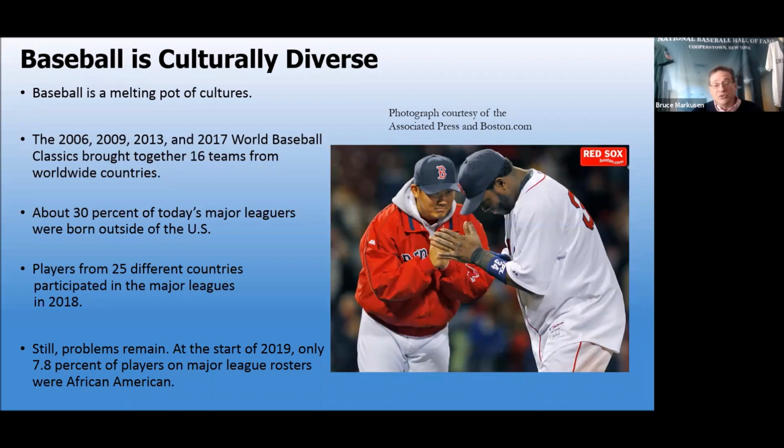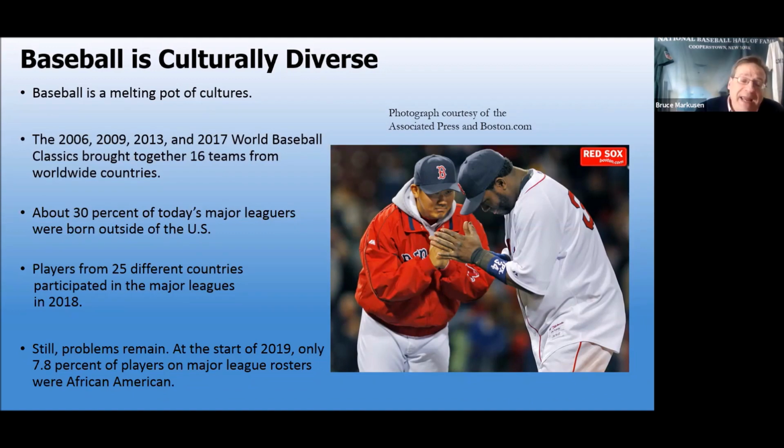Now, does this mean everything is the way it should be? No, there are still problems that remain. One of the biggest problems that baseball has been facing for a number of years now, the lack of African-American players on Major League rosters. At the start of last season, 2019, only 7.8% of the players were African-American.